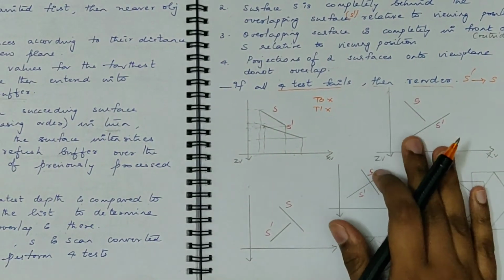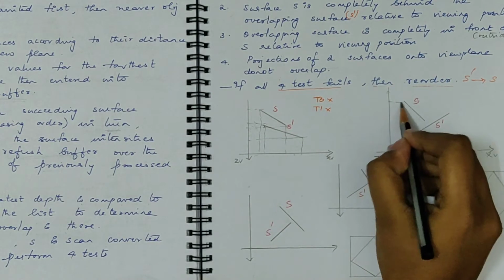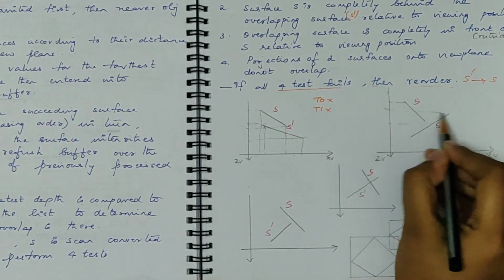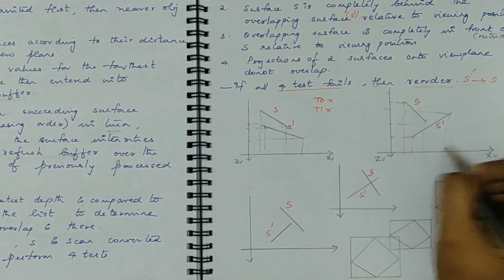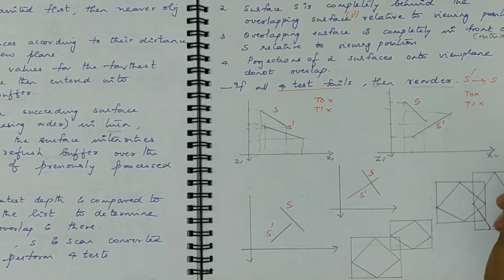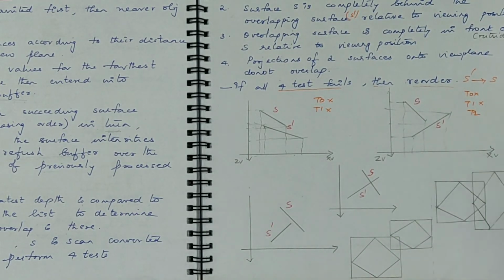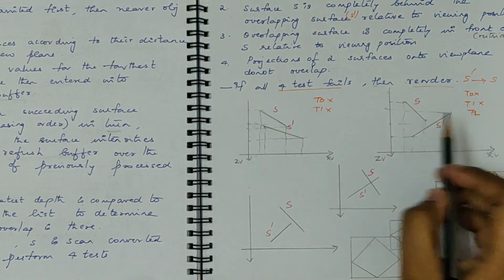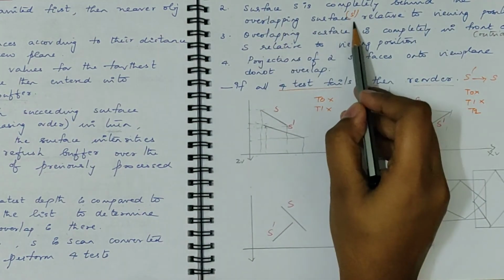I have taken this example from your textbook, the Hearn and Baker textbook. Here you can see that there is depth overlap, as well as overlap in the x direction. So test 0 has failed and test 1 has also failed. Now we have to check whether test 2 is passed or failed in this case. What this means is surface S is completely behind the overlapping surface S dash.